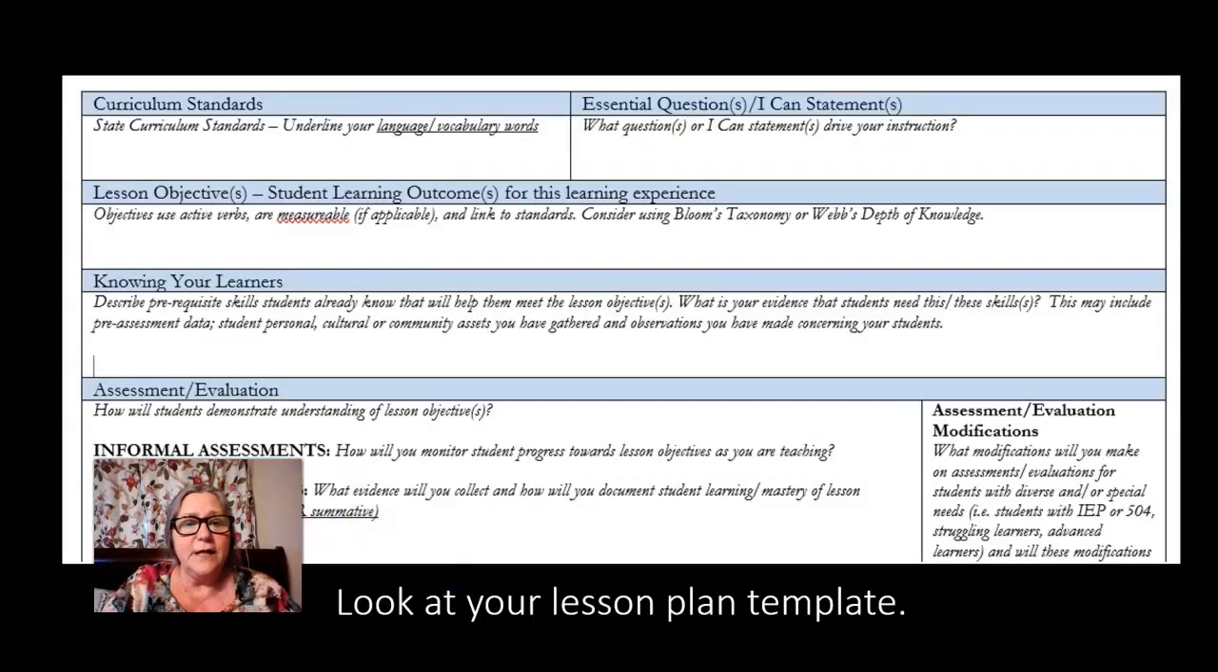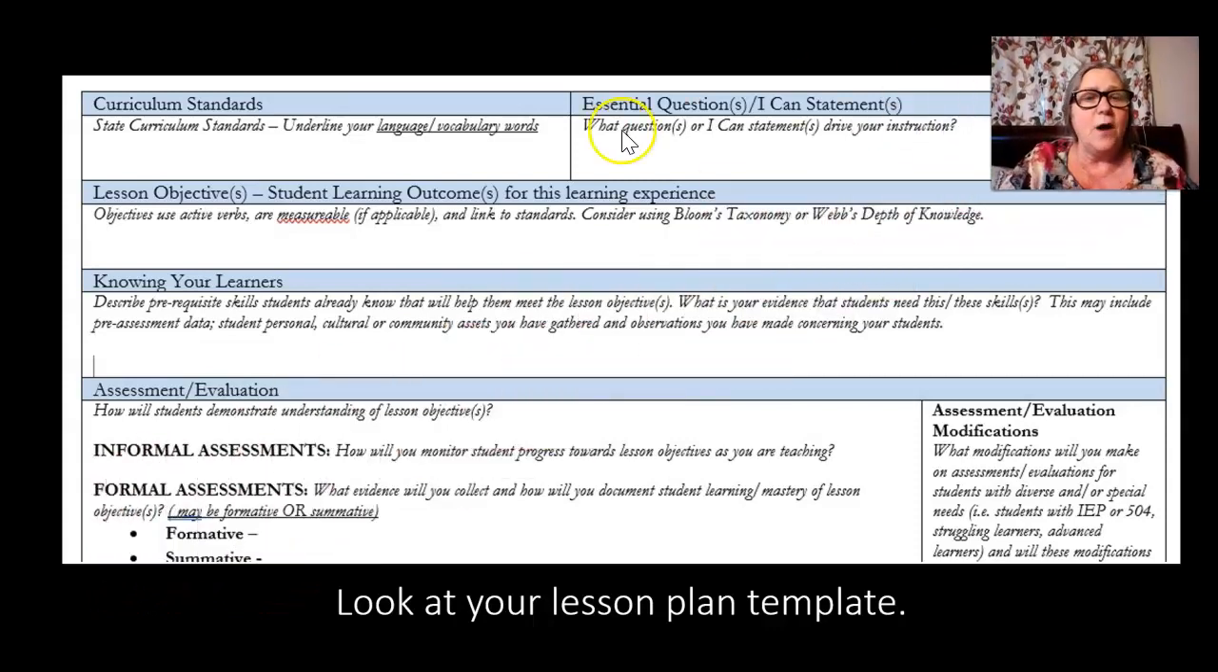So let's take a look at the lesson plan template. We talked about curriculum standards and essential questions. And then in your template, you've got a place to write your learning objectives. It says use active verbs that are measurable. Yes, they're applicable. Sometimes not measurable, but observable, I think is a better term to use. Link to standards, so that means they have to be aligned. Think about your Bloom's and your Webb's depth of knowledge.